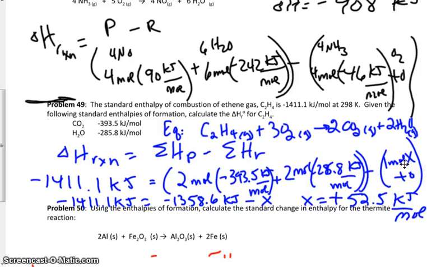Why don't you go ahead now and work on problem number 50. It is very straightforward. You are solving for the heat of this reaction. Write down your formula, products minus reactants, set it up, and pause this in the meantime while I show you what your answer is.